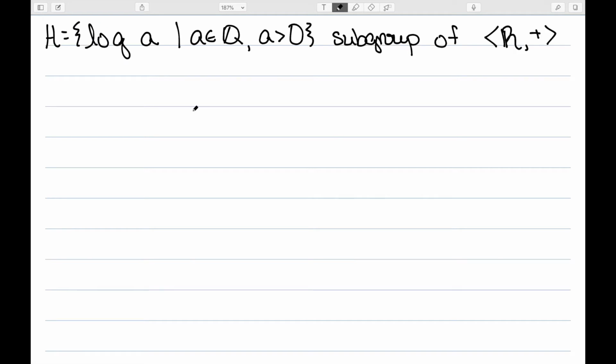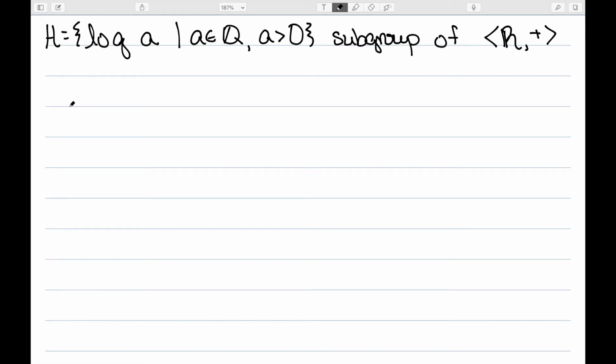In this video, I just want to look at some random groups as well as some subsets and show if they are subgroups or not. The first one I want to look at, I'm going to let H be the set of all log of A, such that A is a rational number that is greater than 0, and I want to know if it's a subgroup of R under addition.